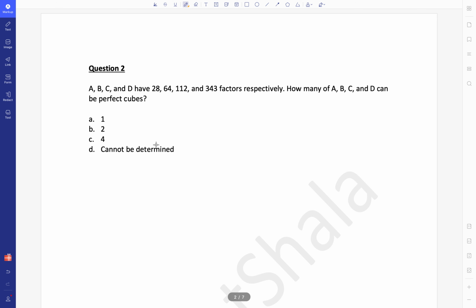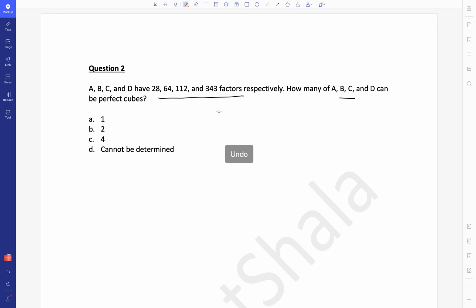Coming to the next question. This says A, B, C and D are 4 numbers which have these many factors respectively. How many of these numbers can be perfect cubes? Okay, so this sounds very similar to the previous question, but understand the difference. There is a slight difference.